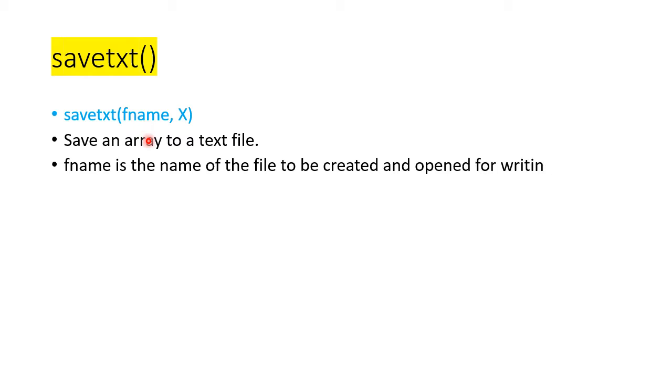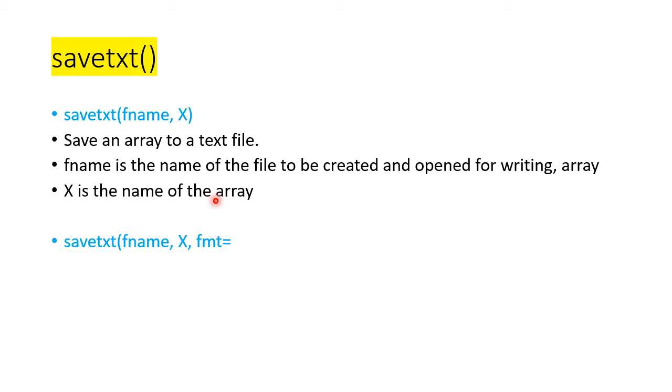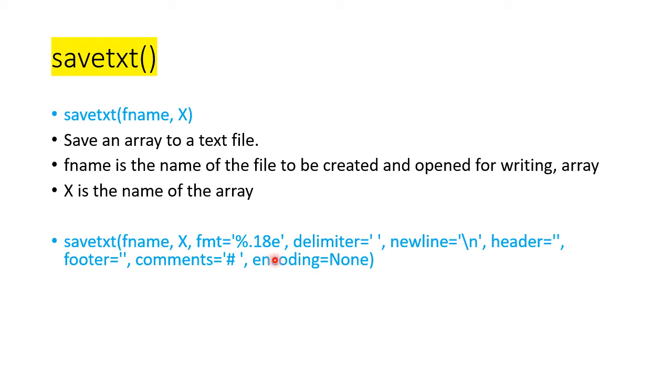The argument fname is the name of the file to be created and opened for writing the array. X is the name of the array. The full syntax is this. You can see there are so many default arguments in the function savetxt. You need not worry much about all these things. In fact, you can make use of them if you are interested.